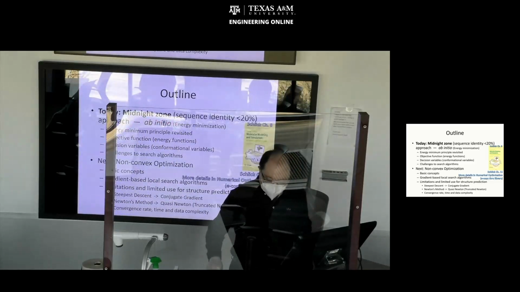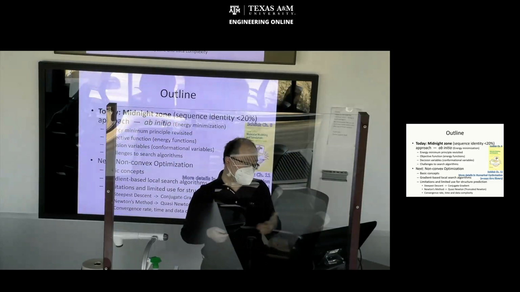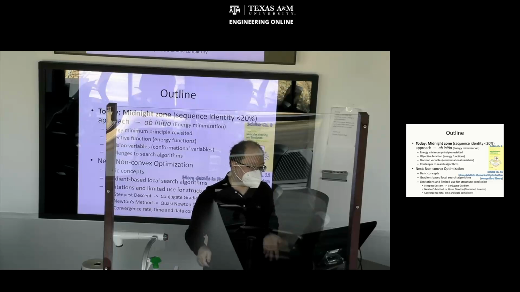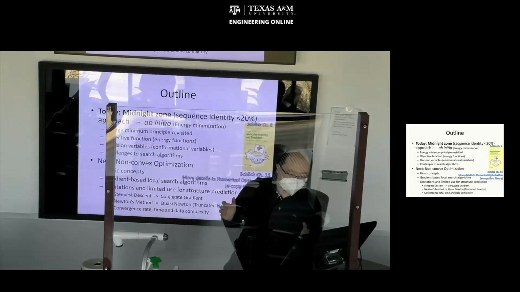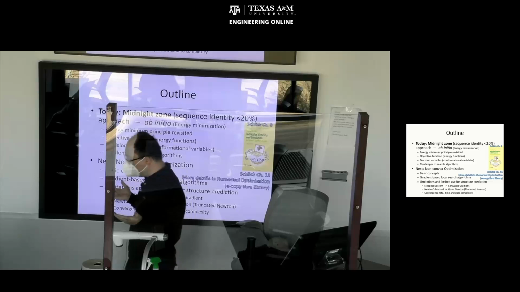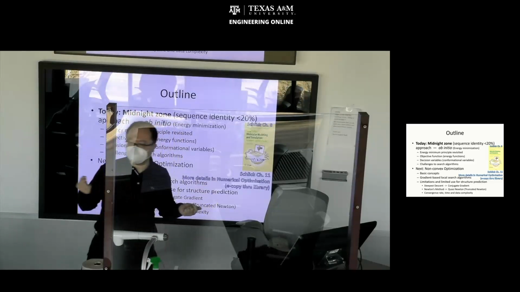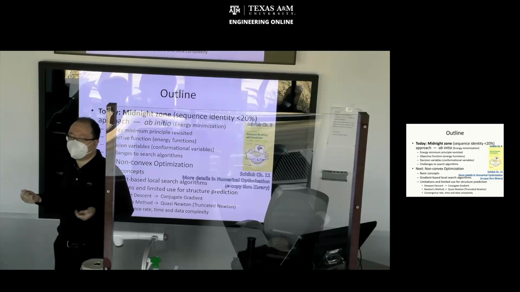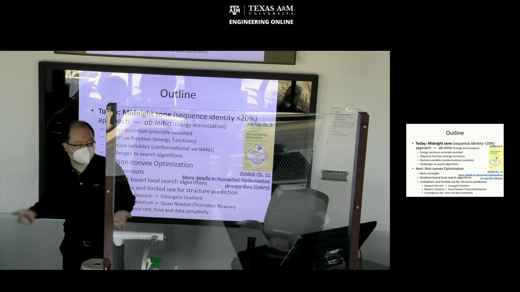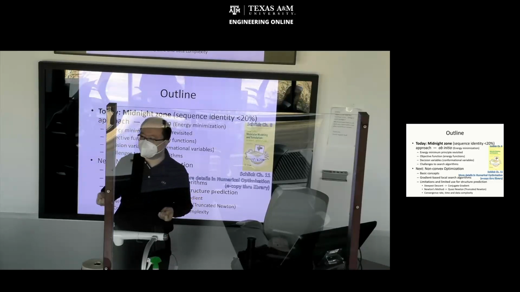So today we're going to talk about the midnight zone, when the best candidate you could ever find has sequence identity less than 20%, then pretty much you have no hope to borrow its structure, okay? In the twilight zone, the problem is you don't know which one to borrow, right? Because they are all 20 to 30%. In this case, most likely you have nothing to borrow.